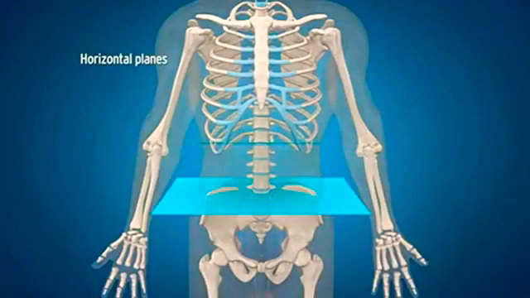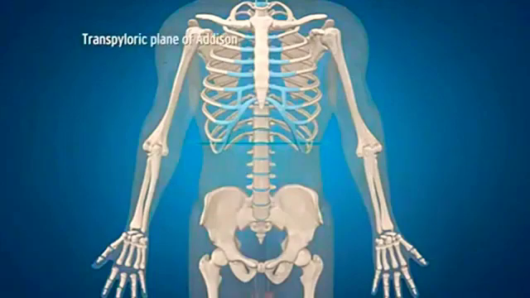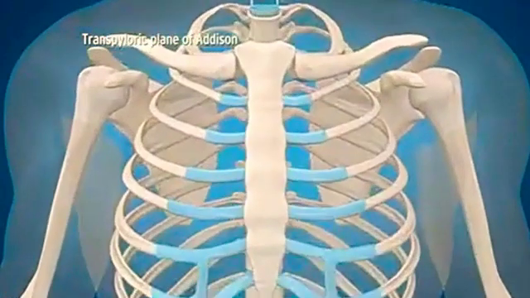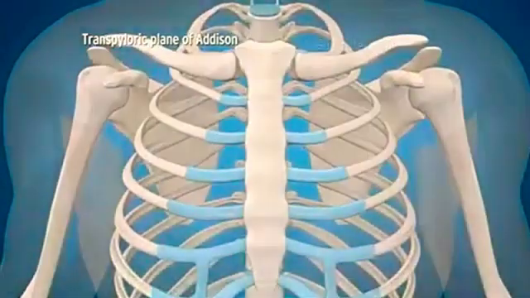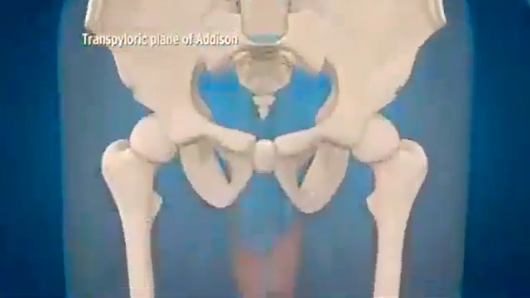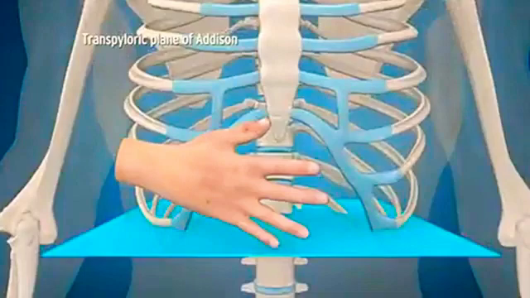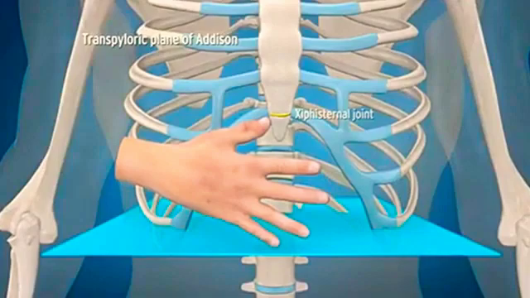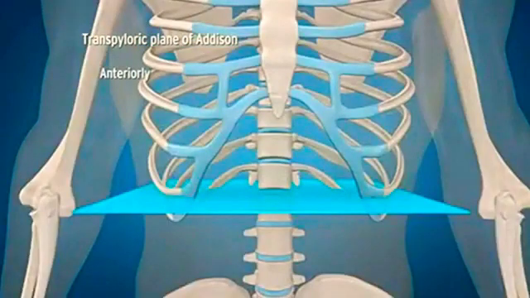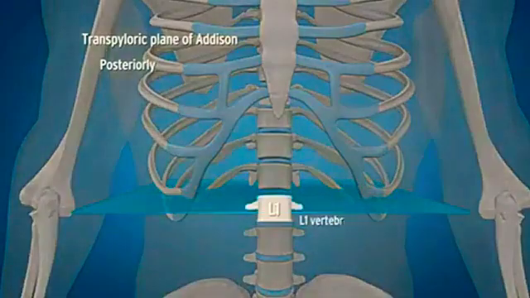Horizontal planes include transpyloric and transtubercular planes. Transpyloric plane of Addison passes midway between the suprasternal notch and pubic symphysis. It is about a hand's breadth below the xiphisternal joint. Anteriorly, it passes through the tip of 9th costal cartilage. Posteriorly, it passes through the lower border of L1 vertebra.